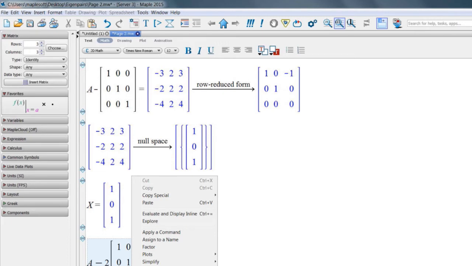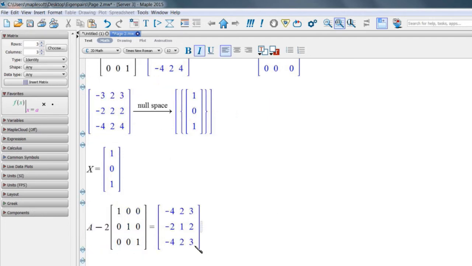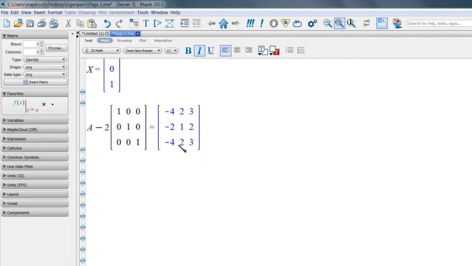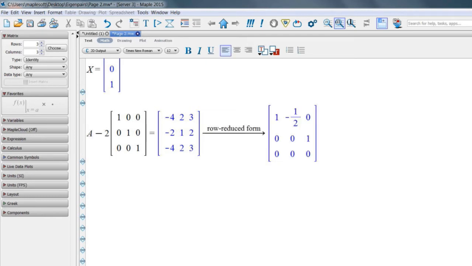So let's row reduce. Where did that go? Oh, wait a minute. I want to do one more thing here. I want to see what that matrix looks like, and push that up the screen. Okay. Row reduce. So there's the row reduced form.